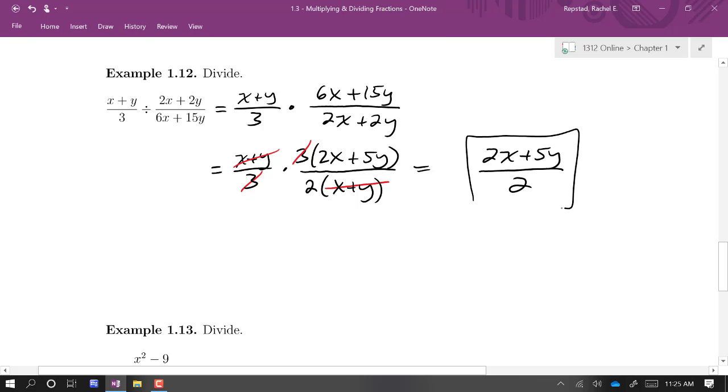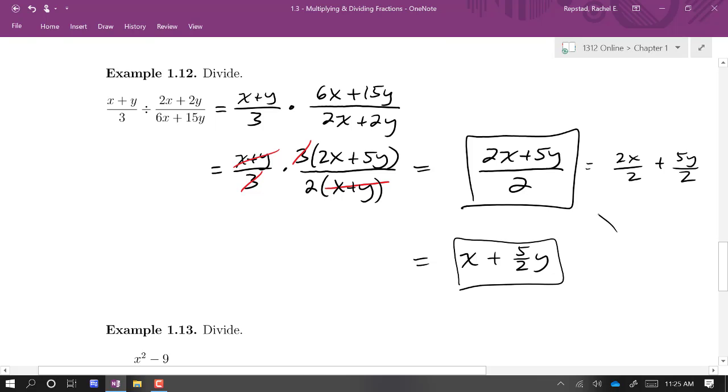You can leave it like this, or if you like, you could split it up. Let's see. So if I split it up over addition in the numerator, we have 2x over 2 plus 5y over 2, and then we'd probably reduce, so we'd call this x plus 5 halves y. So either of these is fine.